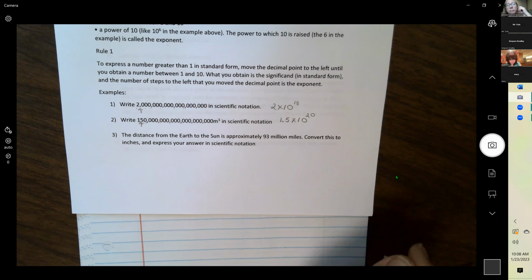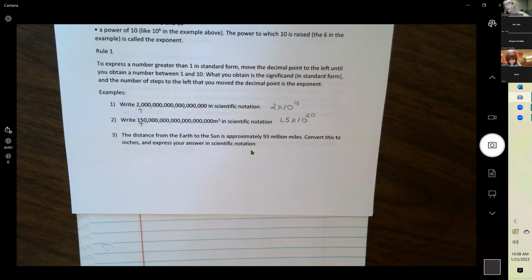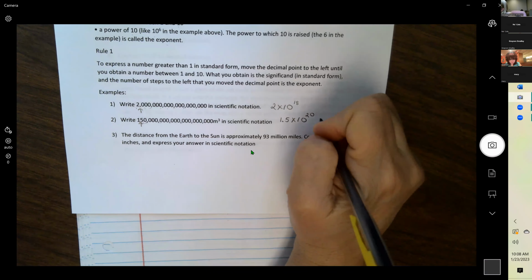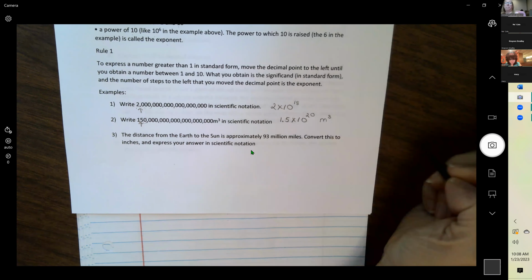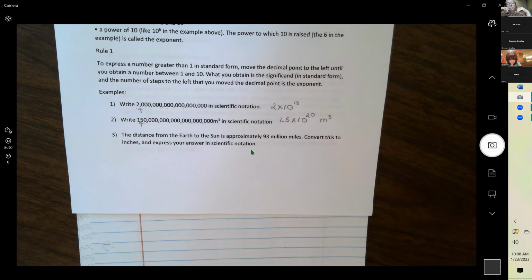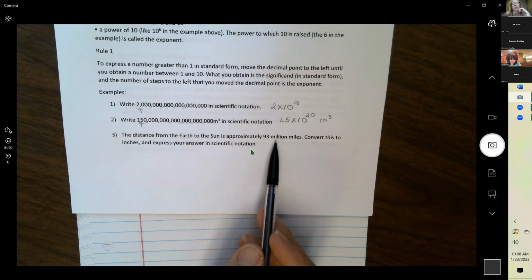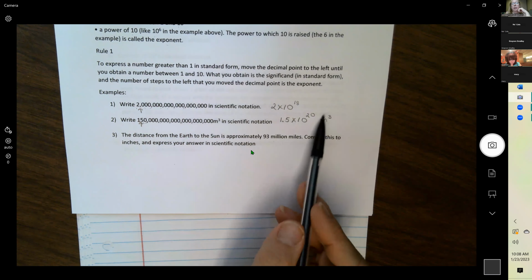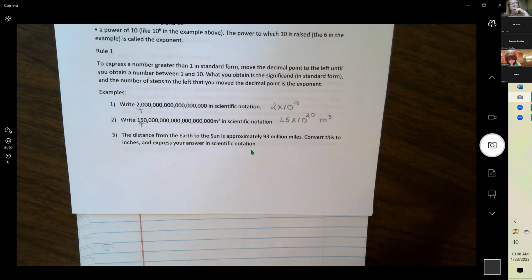I also see that there's that cubed notation after the M. That's just meters cubed. So we could have units there. The first one didn't have units, but the second one did. Just like this one has 93 million miles. So this was just meters cubed. Okay. Any other questions?